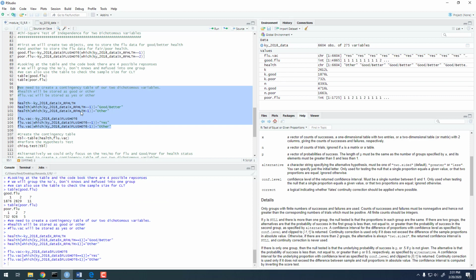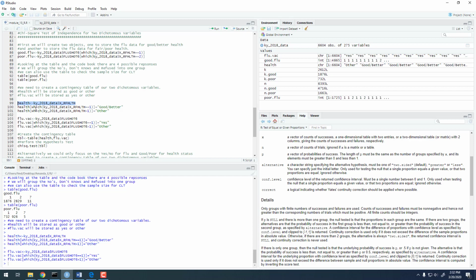So looking at the individual lines, first I'm doing this for the health variable. What I'm first doing is assigning a new variable named health, and I'm just going to set it equal to the original data. The reason I do this is I'm going to manipulate the health variable, and I don't want to manipulate my original data.